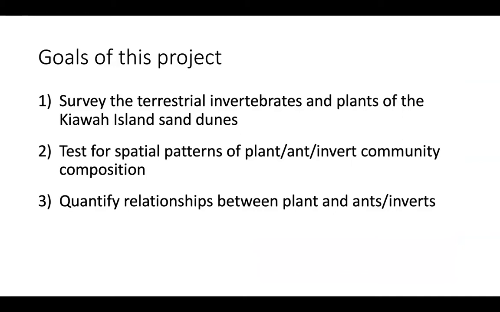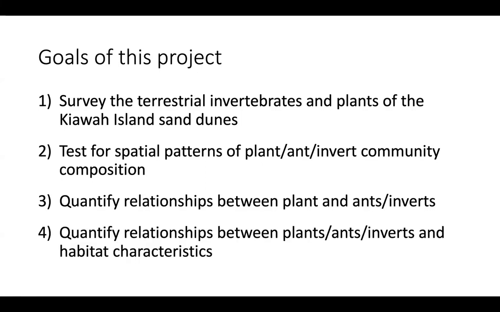Third, we'll look at the relationships between plants and invertebrates. So we want to know if plant species diversity is able to predict the diversity of ants and or invertebrates. And then finally, we'll look at the relationship between the biological components of the dune system, that is the plants, ants, and invertebrates, and some of the physical characteristics of the dune system, like how firm the soil is, or the amount of shade, or loose versus debris covered soil.